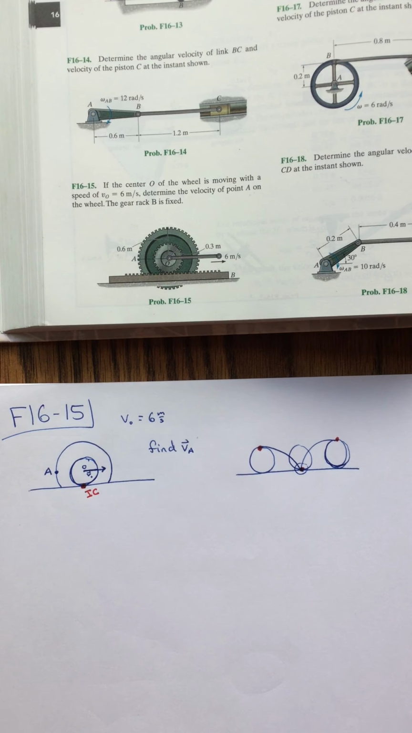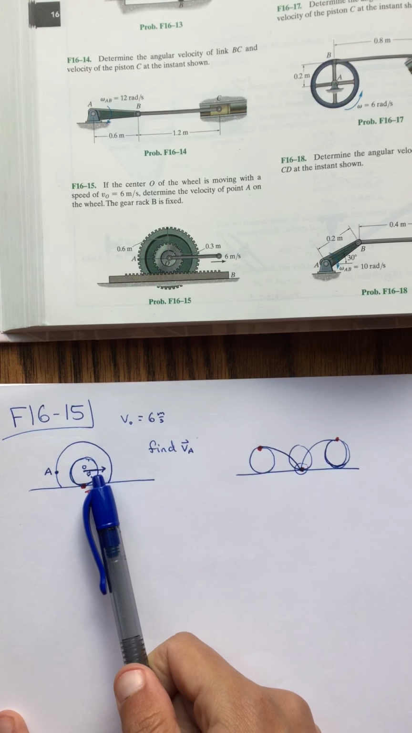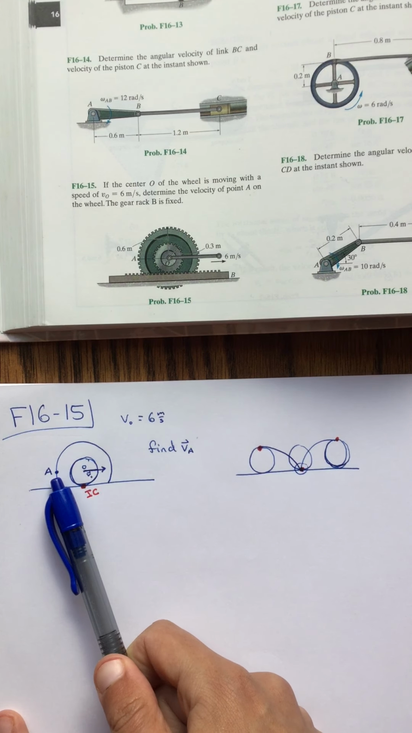This is fundamental problem 15 from chapter 16. In this problem, the center O of the wheel is moving with a speed of 6 meters per second. We want to determine the velocity of point A on the wheel. The gear rack B, that's here, is fixed. So they give us the velocity of point O. We want to find the velocity of point A.